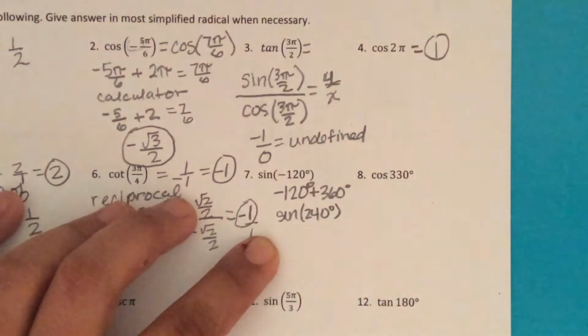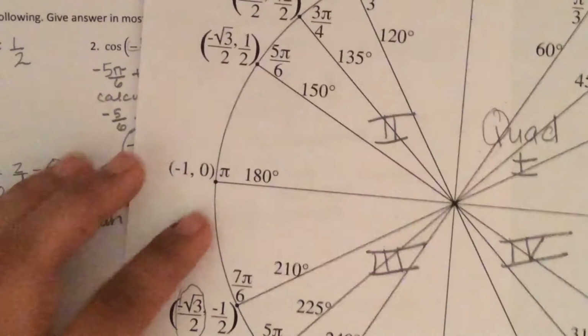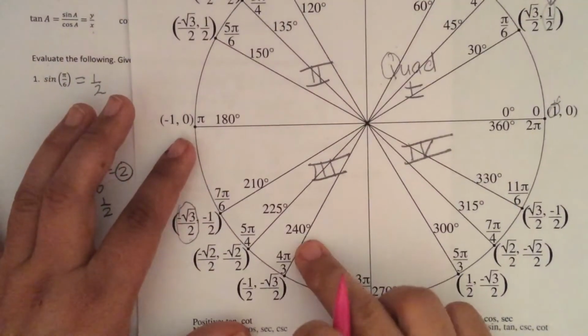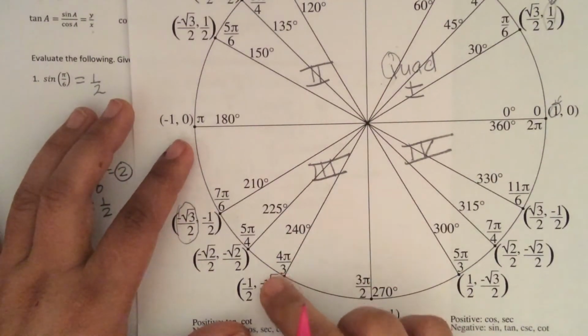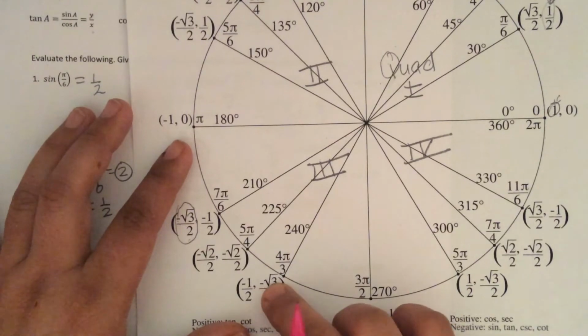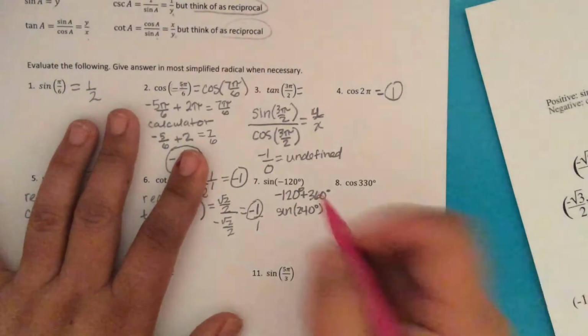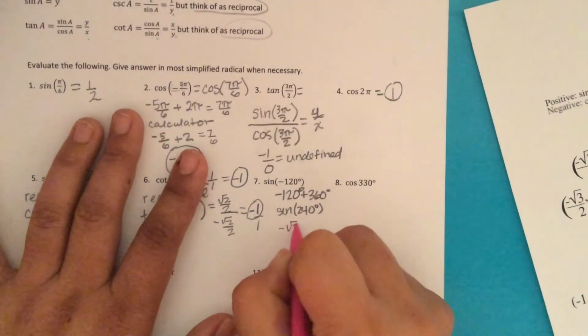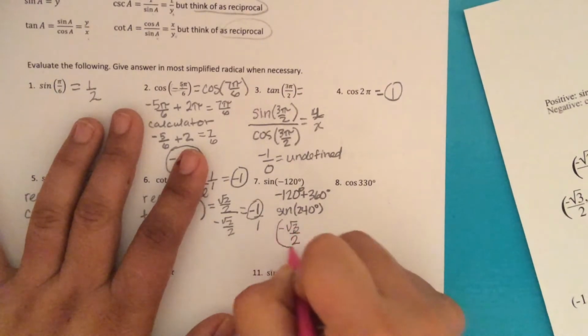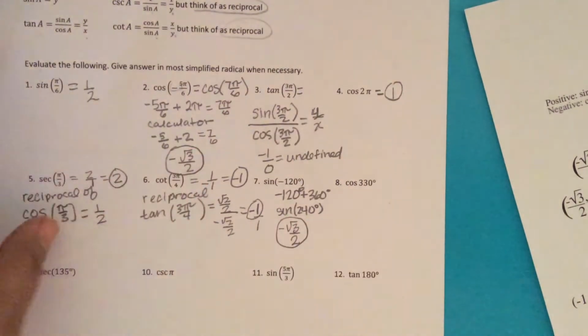So we're going to go to the unit circle. We're going to find 240, which is right here. And the sine is the y value. So it's negative square root of 3 over 2. So this is negative square root of 3 over 2. That's your answer right there.